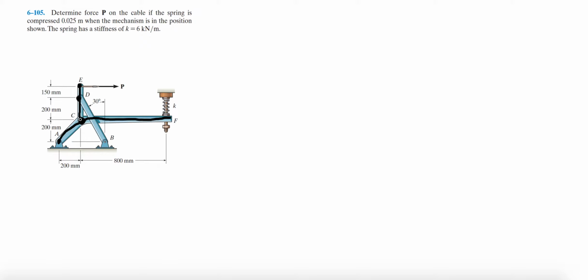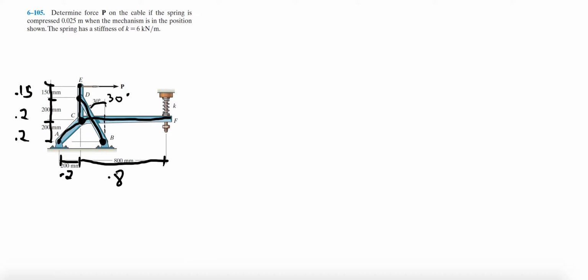Drawing this free body diagram real quick. And I'm going to try to catch some of those measurements. This is 0.2. This is 0.8. This is 0.15, 0.2, and lastly 0.2. And obviously, well, I should probably draw that dashed. 30. Okay.